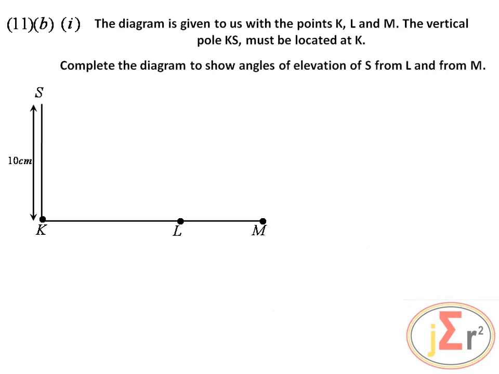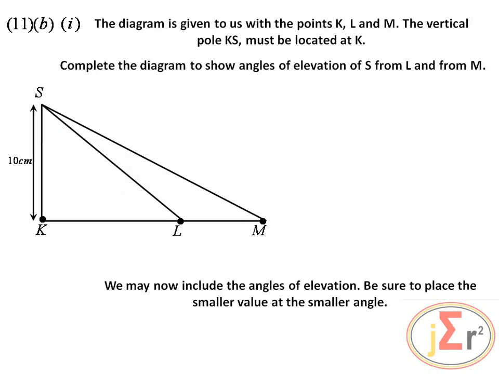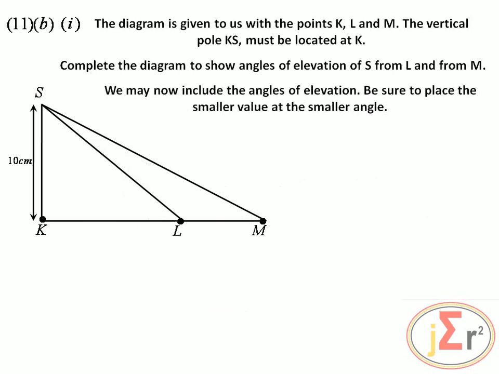Complete the diagram to show angles of elevation of S from L and from M. So we will be considering two angles of elevation of the point S. One will be taken at L and the other will be taken at M. Put those in. As we have right there, we may now include the angles of elevation, but be sure to place the smaller value at the smaller angle. I don't know why sometimes students do it the other way around.